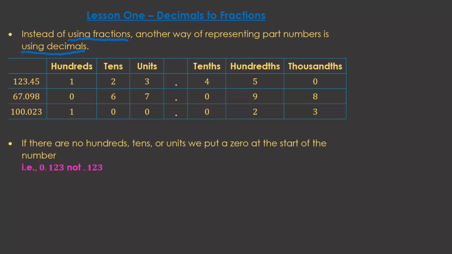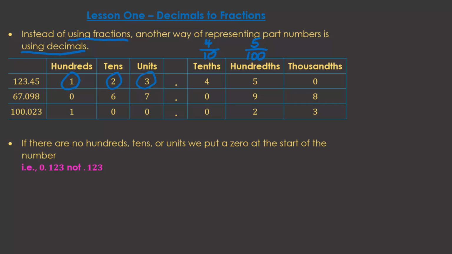123.45, that means we have a 1 in the hundreds column, a 2 in the tens column, 3 in the units, or sometimes people call that the ones column. Then we have the decimal point. After that we have tenths, and we've got 4 in the tenths column. So this 4 represents 4 tenths. Then we have a 5 in the hundredths column, so that represents 5 hundredths. And there was nothing after that 5, so there's a 0 in the thousandths column.